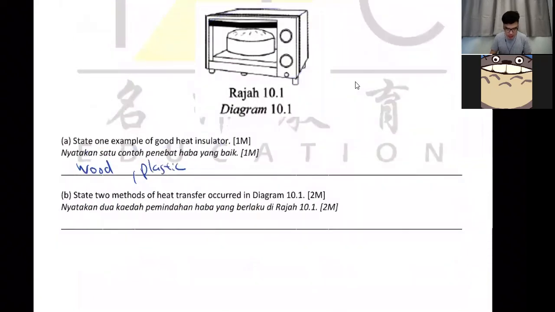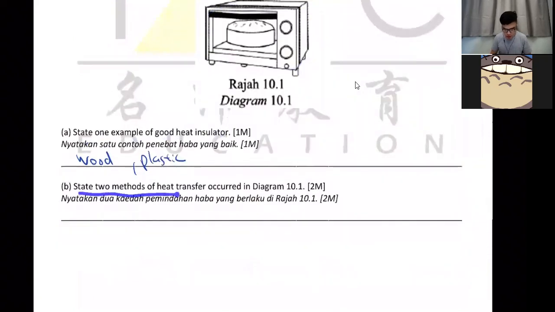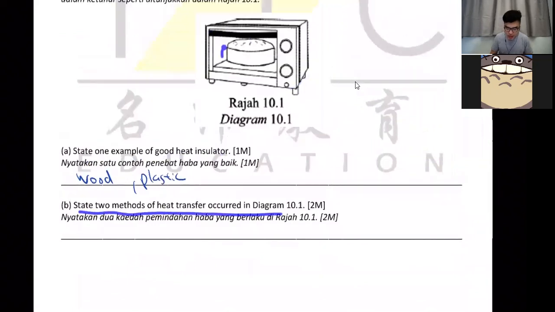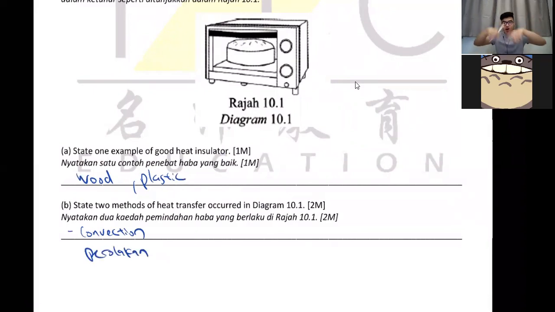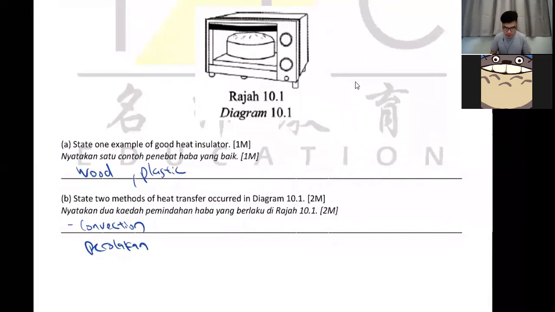Okay, kayu or plastic. So state 2 methods of heat transfer in 10.1. So how does the cake get heat from the oven? Okay, it's either by convection, perolakan. Remember what is perolakan? That means the air is going like that. Hot air will rise, cold air will go down. Remember your bayu laut and bayu darat, land breeze and sea breeze. That's your convection. And the next method is by radiation.